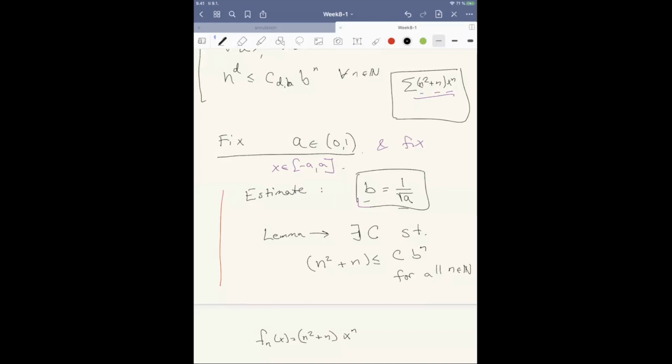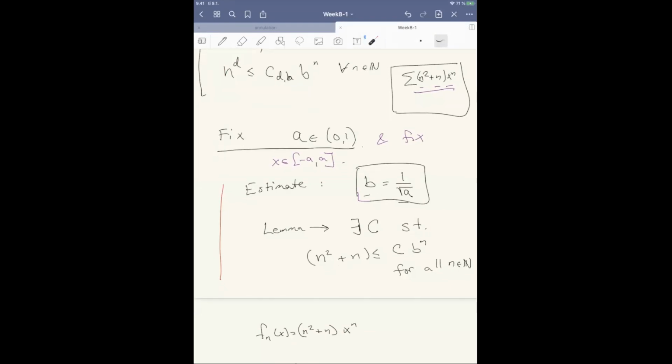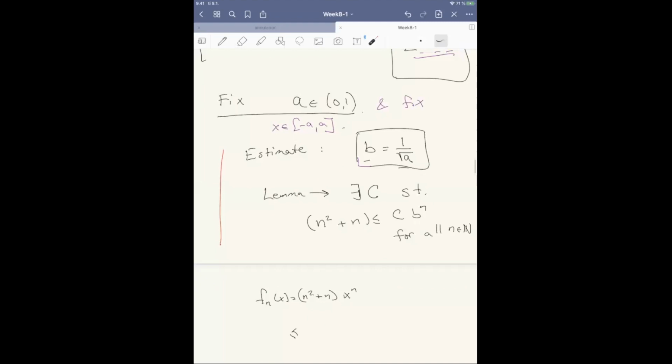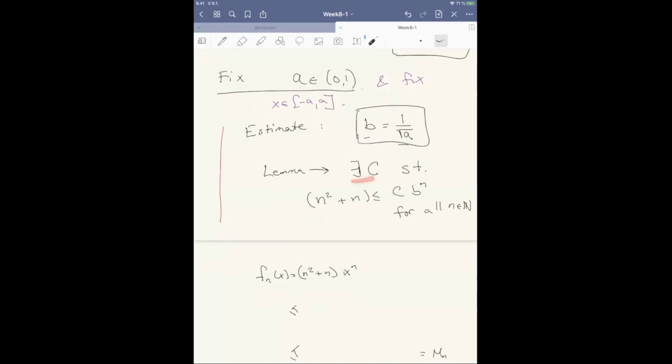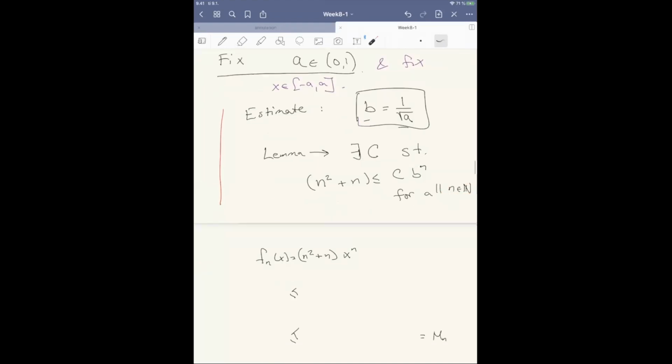Now you notice that the lemma says that this is true for n squared and n individually. So if you wanted to prove this carefully, you would have to get two different constants, and the c would be the sum of those two constants, because you sum up two estimates of this form. But I want to abbreviate. So the lemma gives us some constant, so this is true for all n.